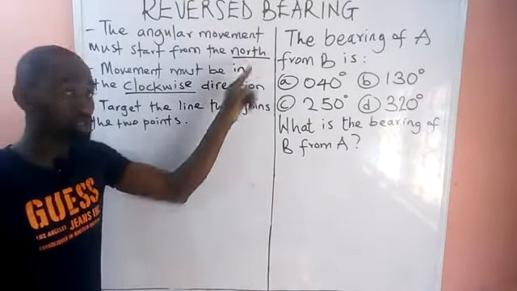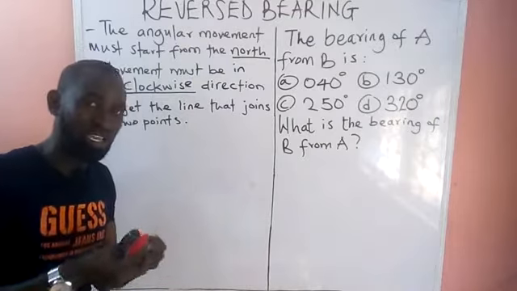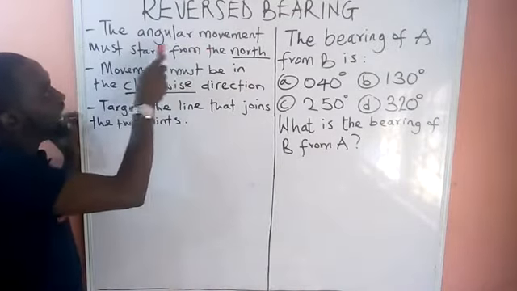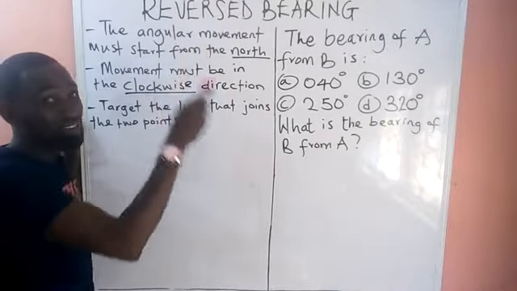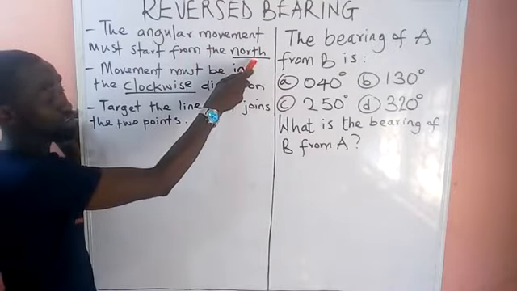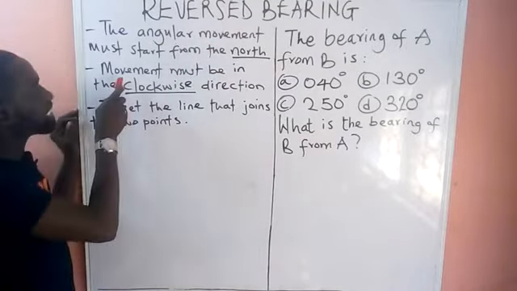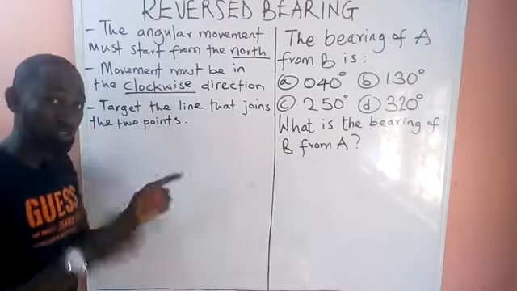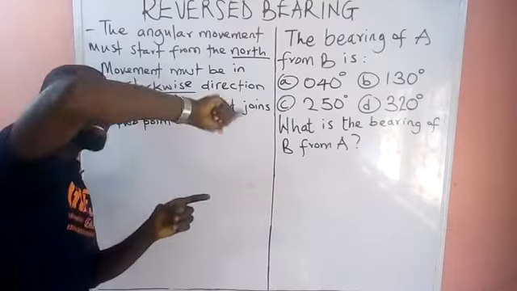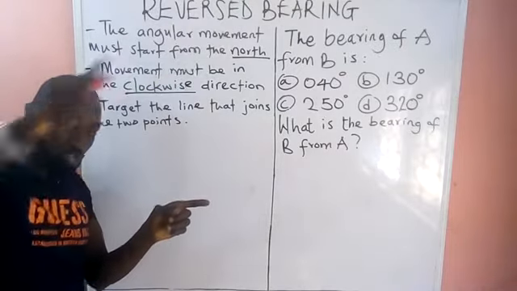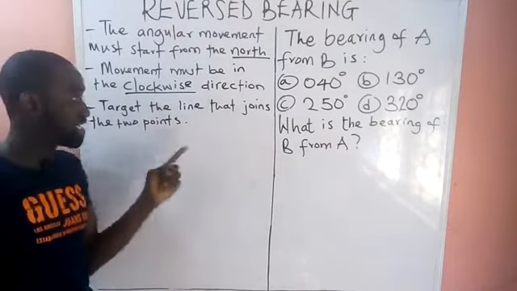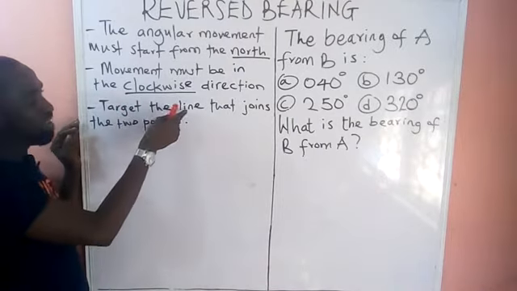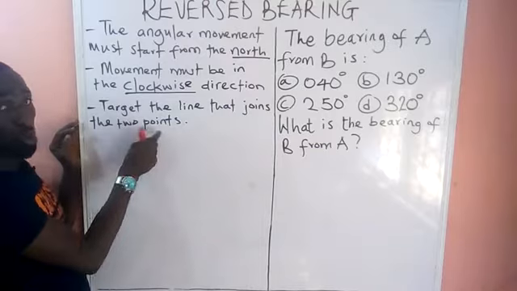I underline the north just to show more emphasis on how important the north is. So any diagram we want to have under reverse bearing, we must start from the north, okay? Then our movement must be in the clockwise direction. Take note of this. Movement starting from the north and moving in the clockwise direction. That is the second point. Then the third point, which is very key, is that our target should be the line that joins the 2 points.